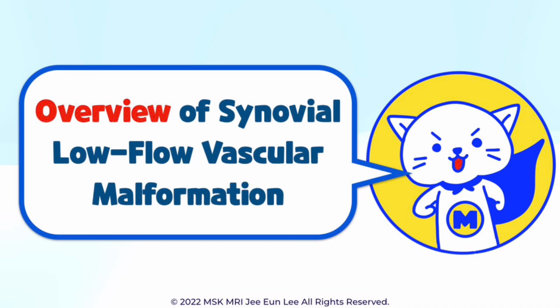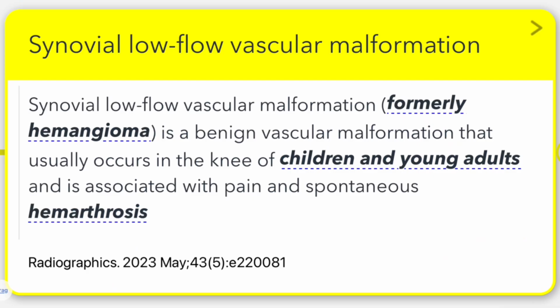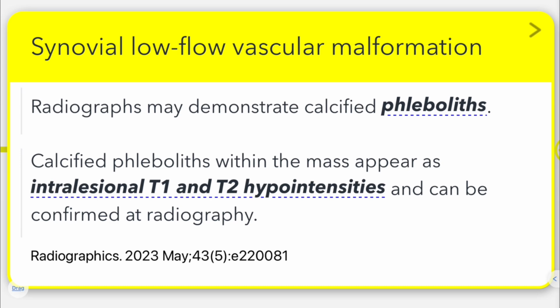Overview of synovial low-flow vascular malformation. Synovial low-flow vascular malformation is a benign vascular malformation that typically occurs in the knee of children and young adults. This condition often presents with pain and spontaneous hemarthrosis.